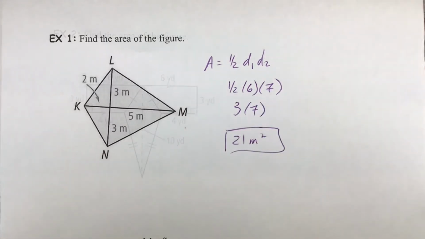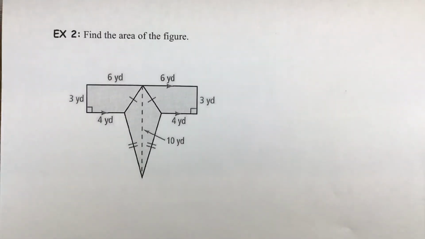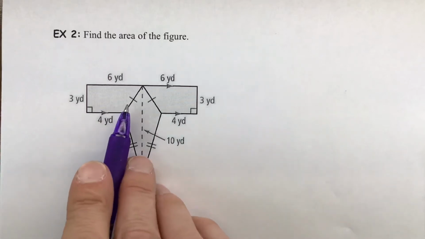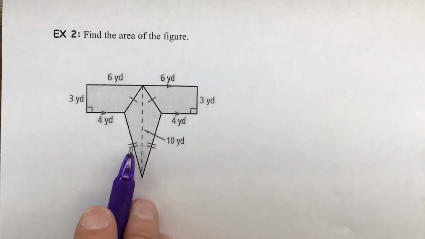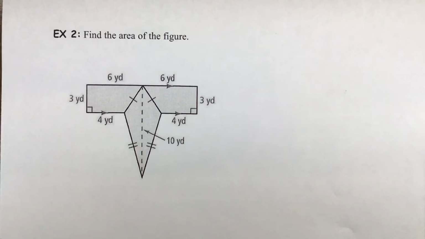For example 2, we're going to calculate the area of the figure that is shown here. Technically, this figure is referred to as a composite figure because it is made out of other shapes. What we have here is a kite in the middle. That does have the correct markings on it. It does show us that these two sides are congruent, these two sides are congruent, consecutive congruent sides. Tells us that we have a kite.